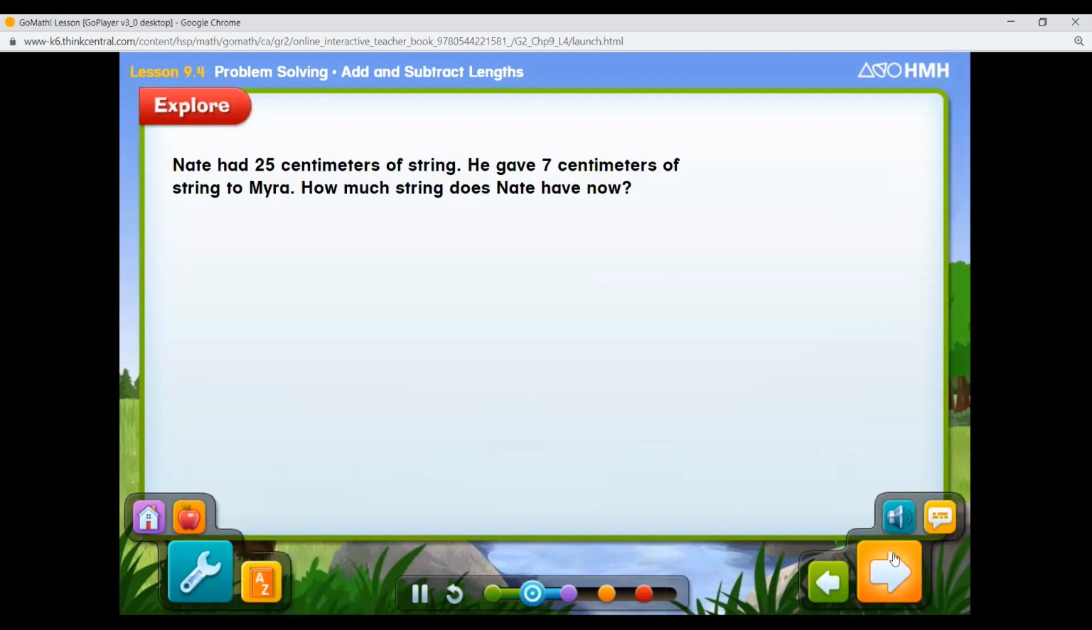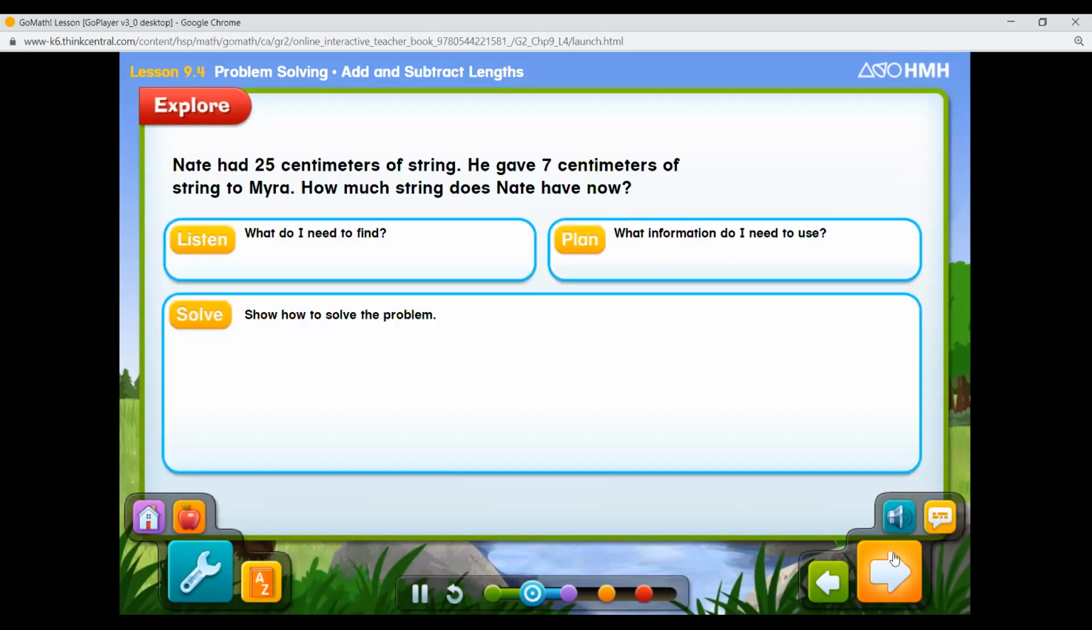Nate had 25 centimeters of string. He gave 7 centimeters of string to Myra. How much string does Nate have now? Asking yourself some questions will help you solve the problem. First, what do you need to find? You need to find how much string Nate has now. Then, what information do you need to use? Nate had 25 centimeters of string. He gave 7 centimeters of string to Myra.